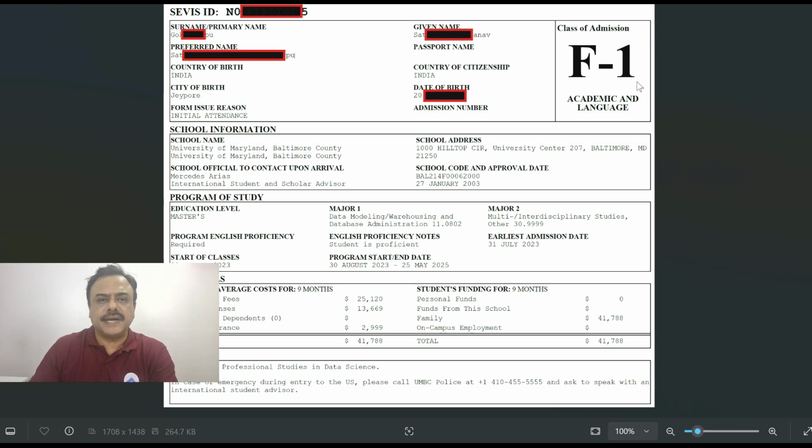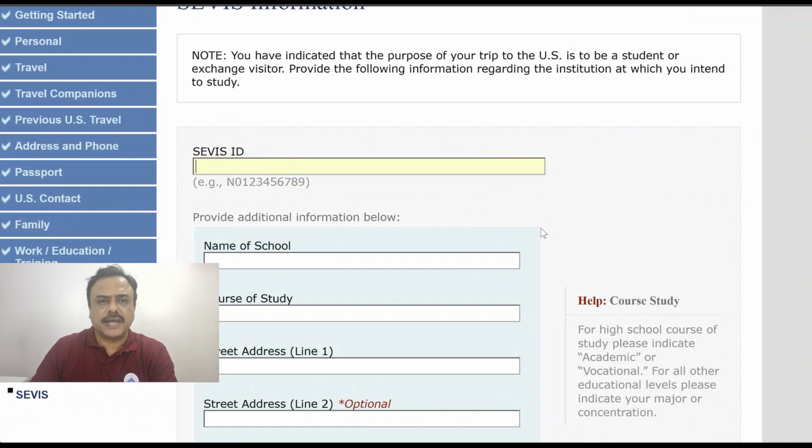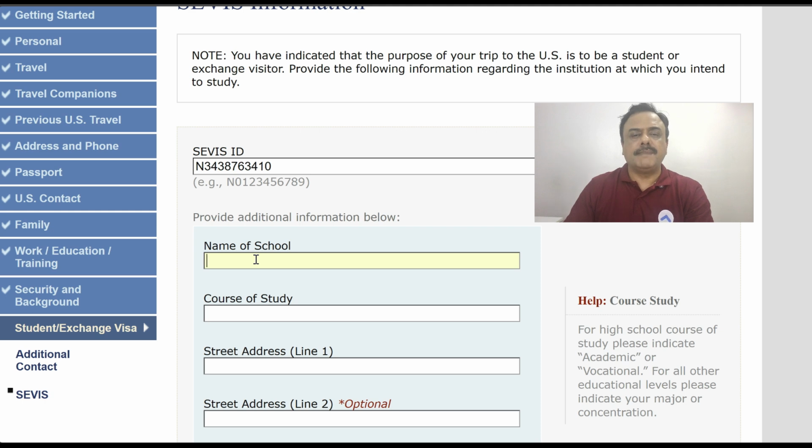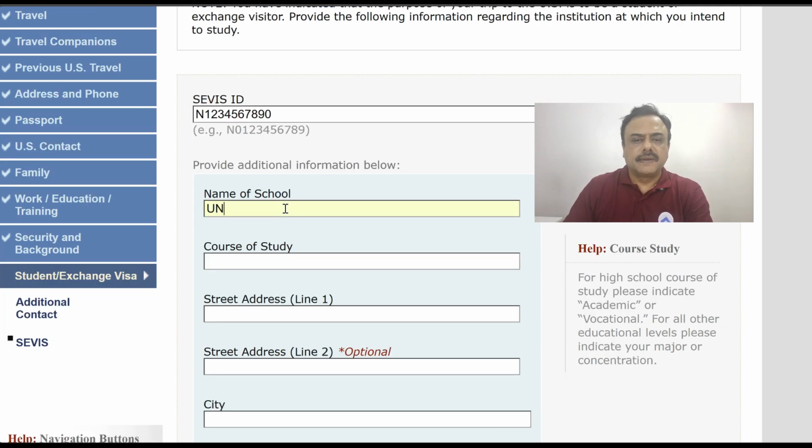Please fill in the details very carefully. This is what is known as a service number. In case you have multiple I-20s, you need to select that college's I-20 that you intend to attend in the US. Fill in the basic details. Please do note that the system does not accept comma. So I have written without a comma here.